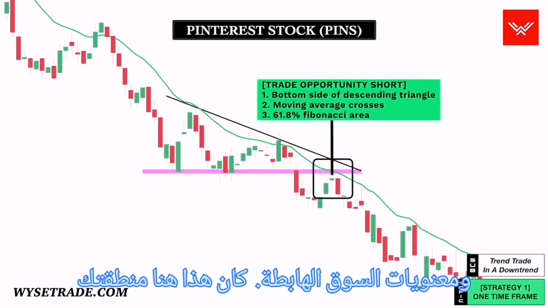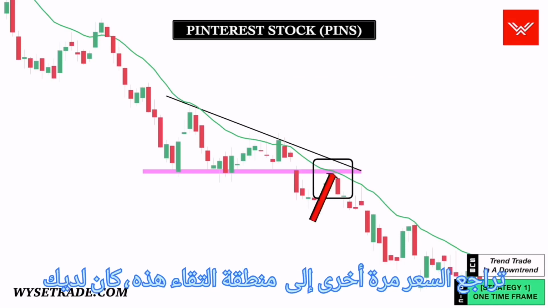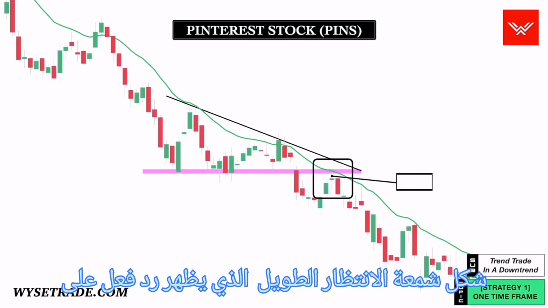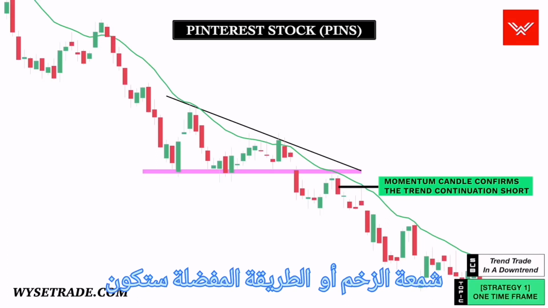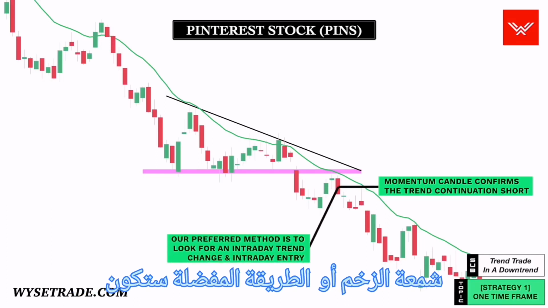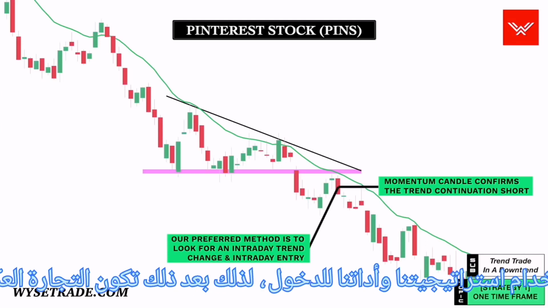This here was your area of confluence and where the trade opportunity short occurred. As price pulled back up to this area of confluence, you had your long wick candle form, which shows a reaction to the area. Again, you either take a short trade after the bearish momentum candle, or the preferred method would be to look for an intraday trend change, an intraday entry short, using our entry strategy and tool.